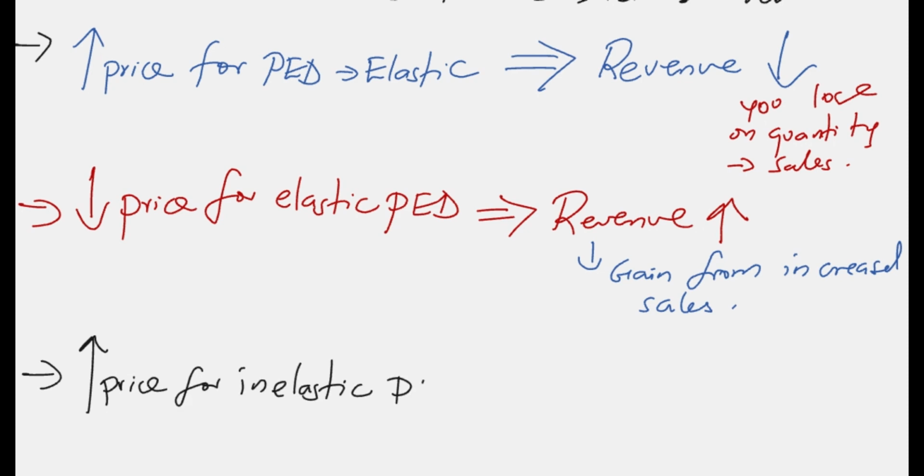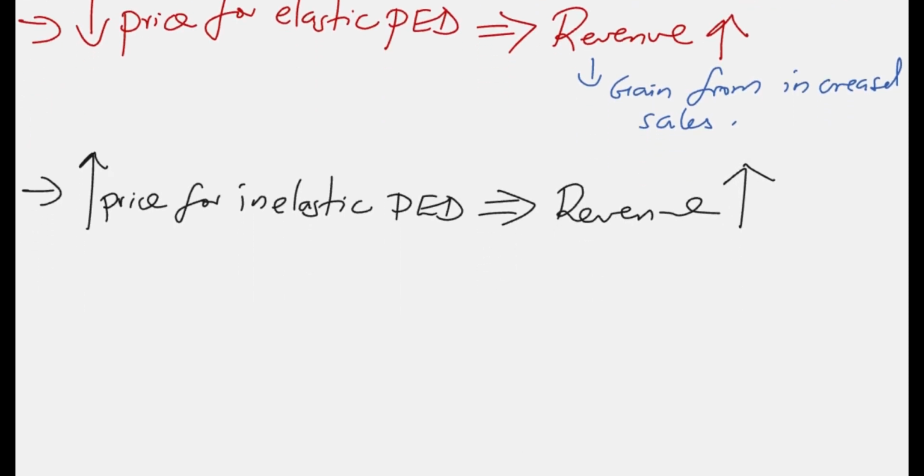If you increase the price for a good whose PED is inelastic, then your revenue will go high. This is what happens with those who are selling petroleum. You know, they can increase the price without losing on the sales. So no much loss in terms of sales because the good has no close substitutes, there are no alternatives.